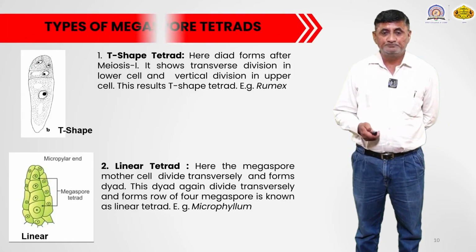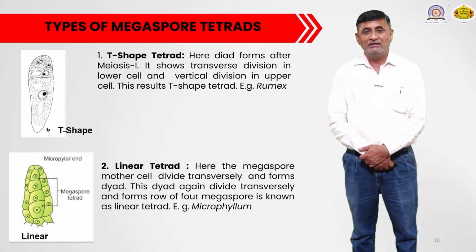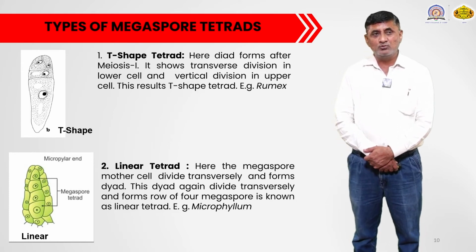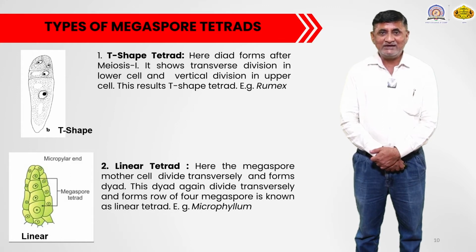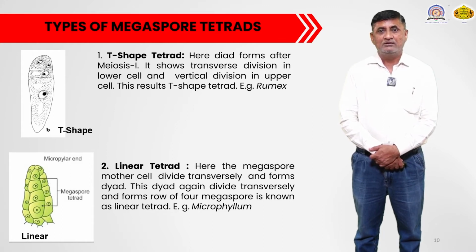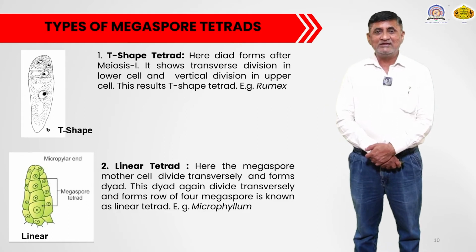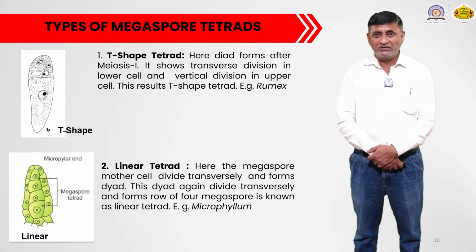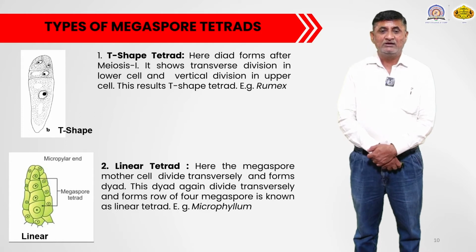So, these are the two kinds of ovule. One is the tenuinucellate ovule, in which the megaspores develop directly from the hypodermal archesporial cell. The other is the crassinucellate ovule, in which megaspores develop from the subhypodermal archesporial cell. So, this is the difference.